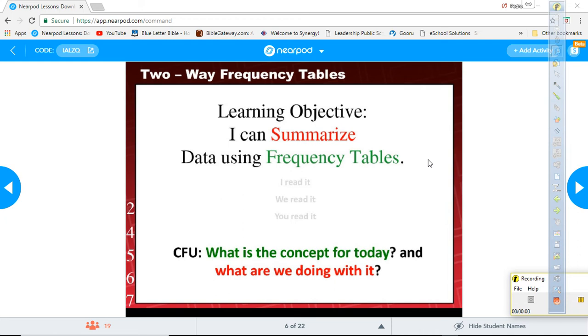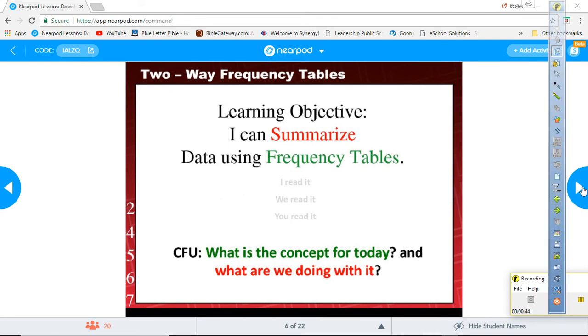So we're moving on to the concept of frequency tables. And it says we're going to summarize. That means we're going to look at data, and we're going to come up with a sentence that summarizes the idea of the table that we are given. We already saw some tables yesterday in the home plate, okay? So before I give you the Frayer model, I need to talk about the type of data that we're going to be looking at, okay?